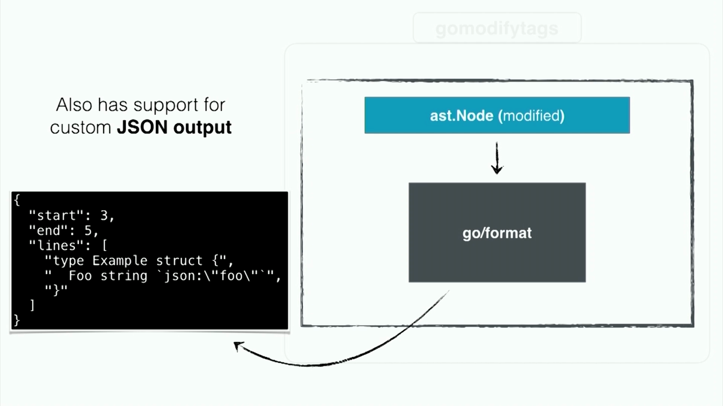We also have custom JSON support. This is very useful, especially for editors, because they don't want to just replace the whole file. They have the ability to replace certain lines. Otherwise, when you replace the whole content of the file, you lose the history of the file and many other settings the editor needs. So the JSON output is just for editors.